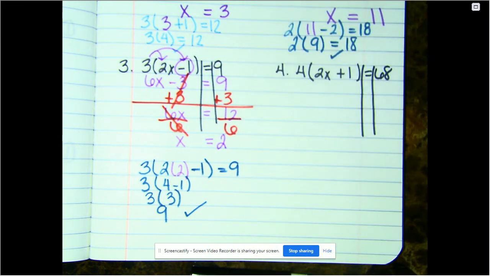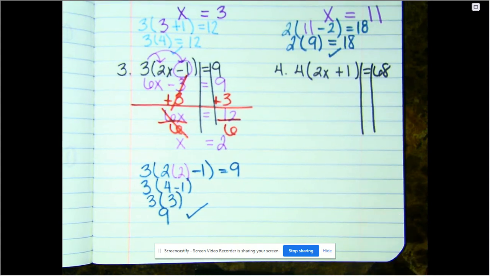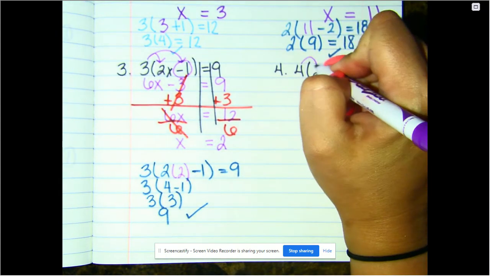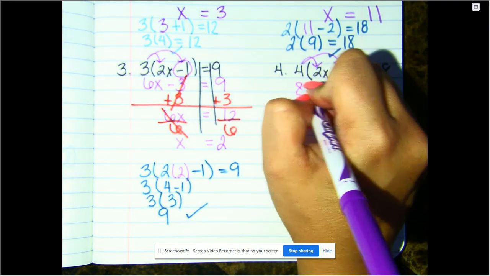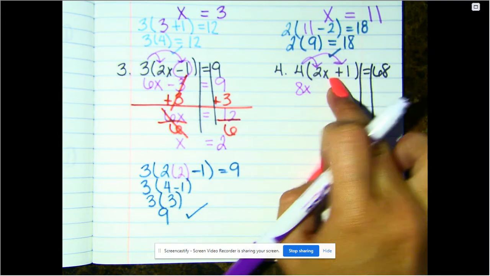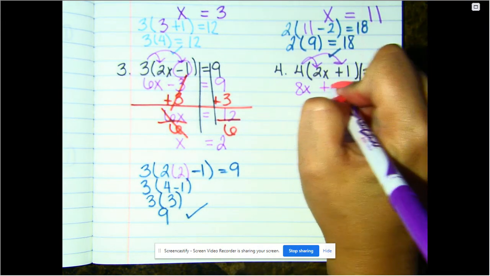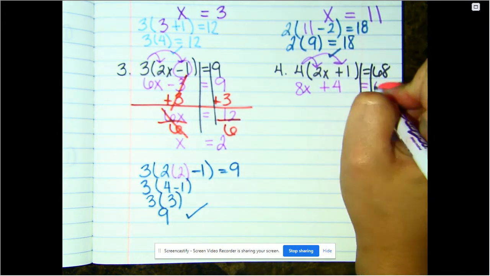Okay, last example that goes in our notebook today. I'm going to continue with the distributive property method. So we are going to multiply 4 through my parentheses. 4 times 2x is 8x. Positive sign makes this a positive 1. 4 times a positive 1 is 4. And equals 68.